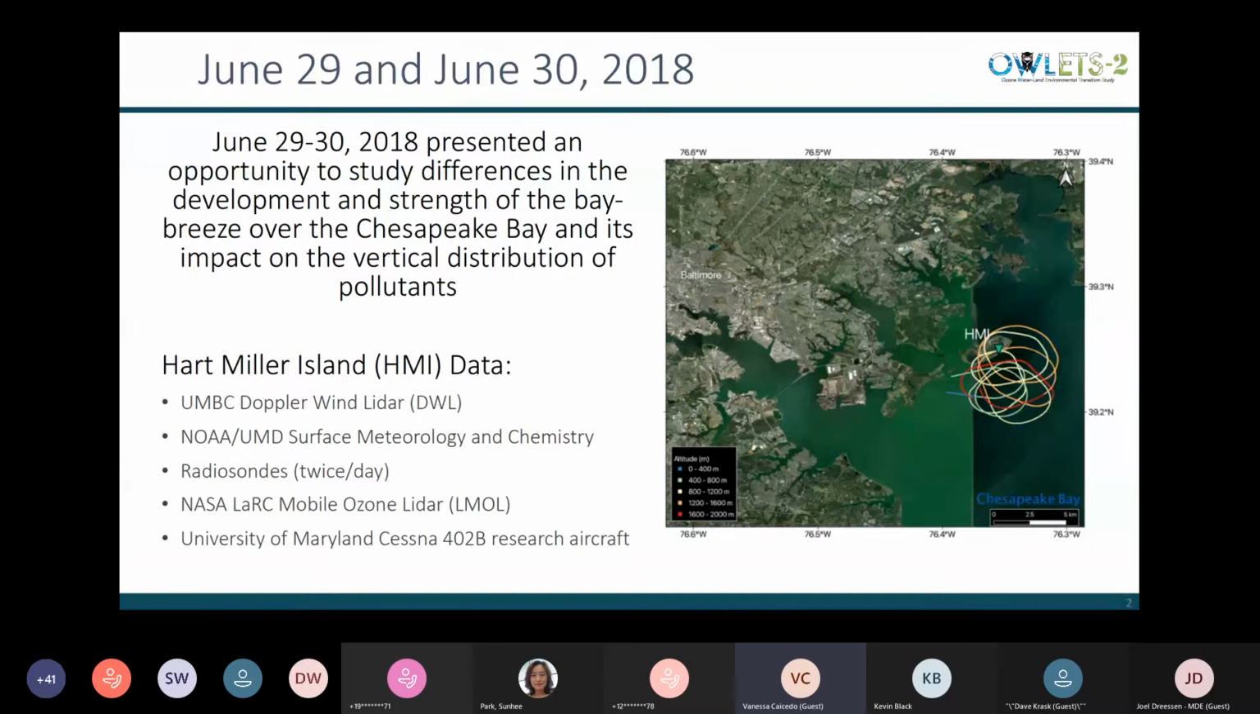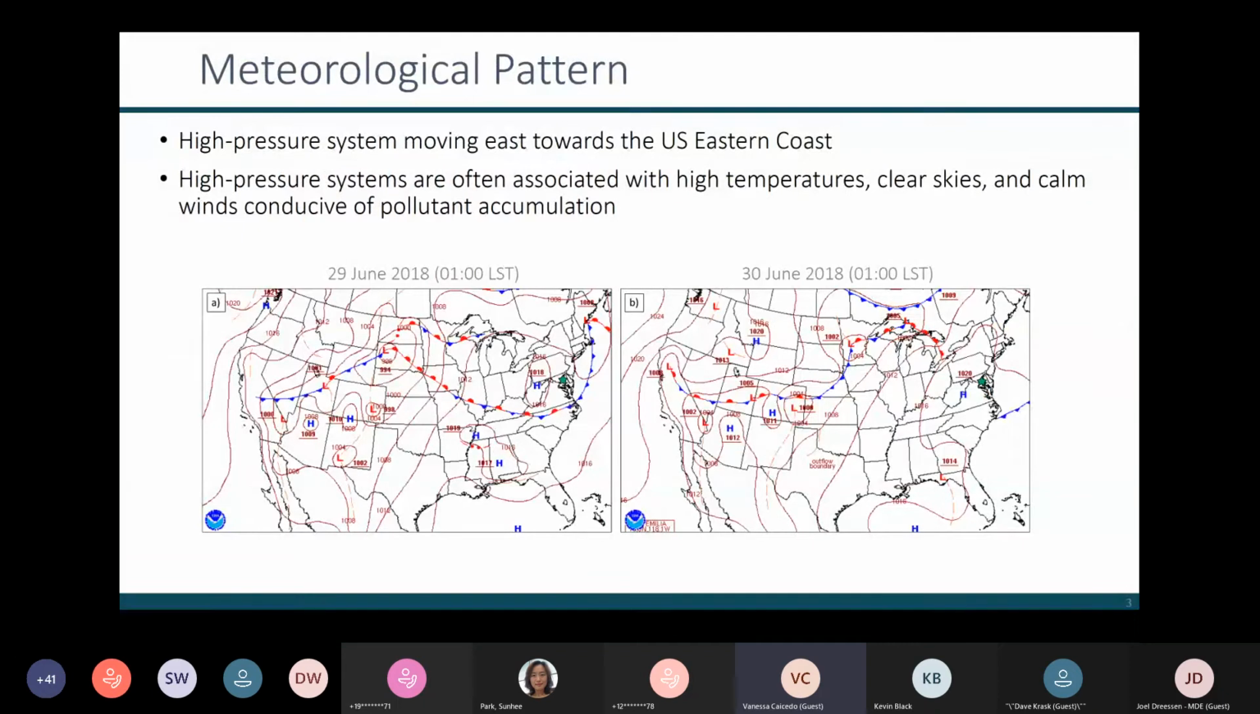And so you'll notice here that we're looking at those spirals that are displayed in the graph, and these were subset to just those that reached the lowest altitudes and remained over the water. So again, a little bit really taking a look into the Bay Breeze dynamics.